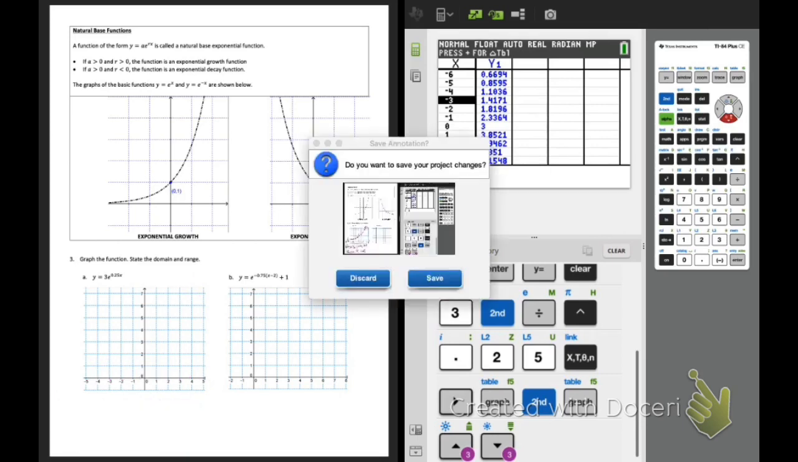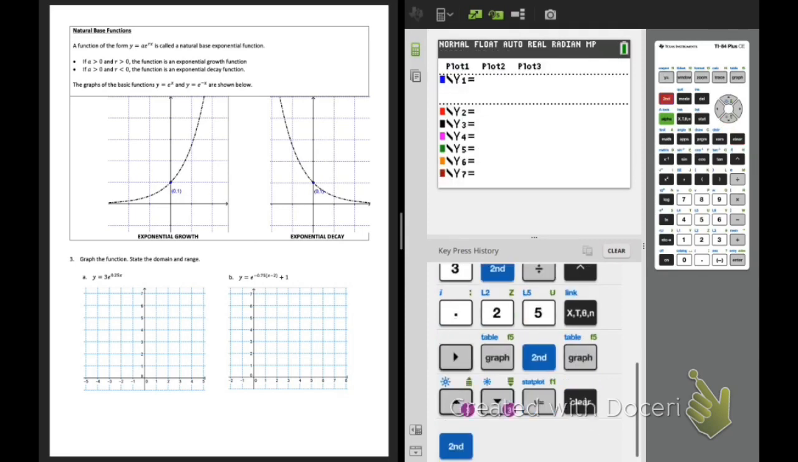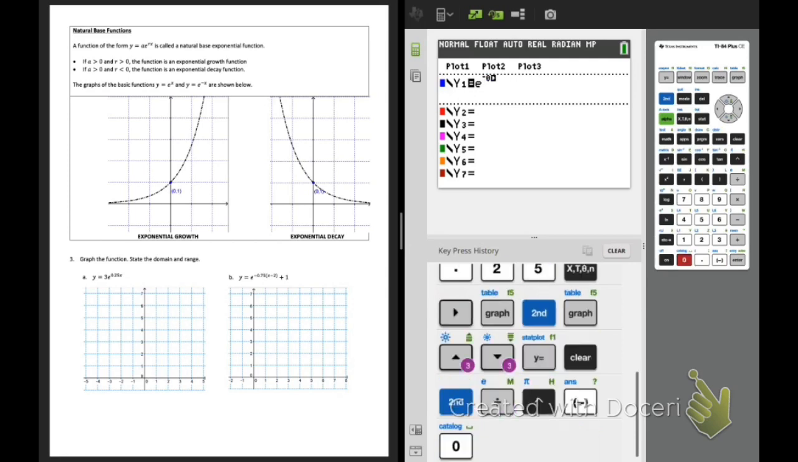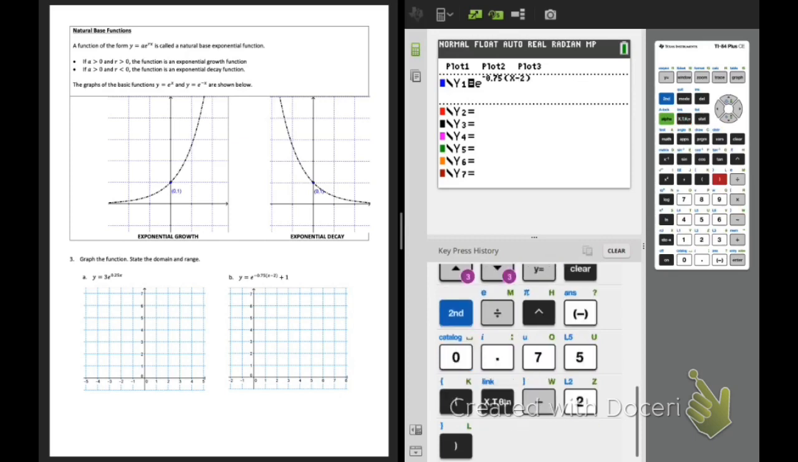So you can see there's a couple more pieces to it. Again, the biggest thing is when you graph them, just taking your time and entering everything in. So we've got e, second division, to the -0.75 times x minus 2 power. If you want, you could distribute that through, so you don't have to have the parentheses in there, but ultimately it doesn't really matter. And then you have the +1 after it.